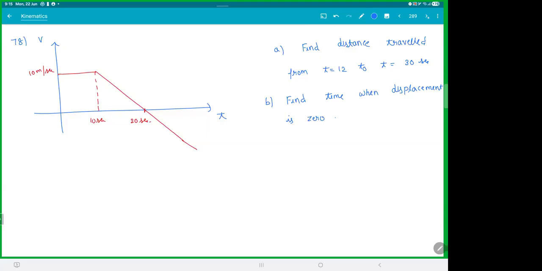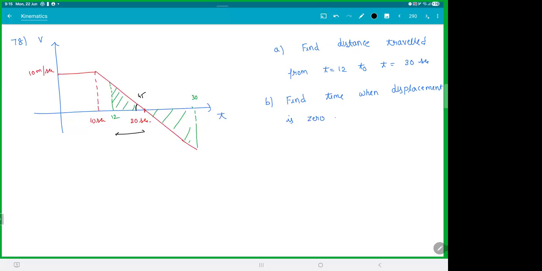Okay, let's see the first part. You want distance from 12 to 30. So this is 12 somewhere here. 30 will be somewhere here. You just need to find this area. So this is one small triangle and this is another triangle. So that was straightforward. How much was this angle? This angle will be 45. How? This is 10 and this is 10. So 10 and 10, that's 45.